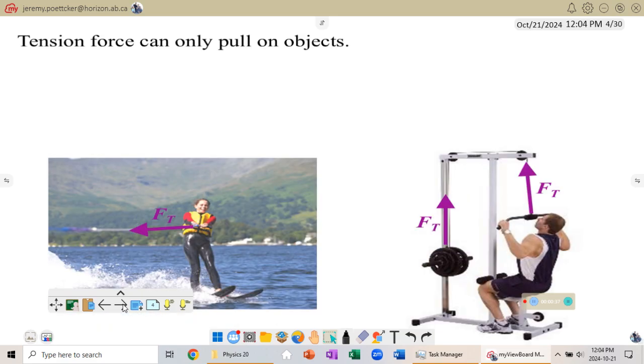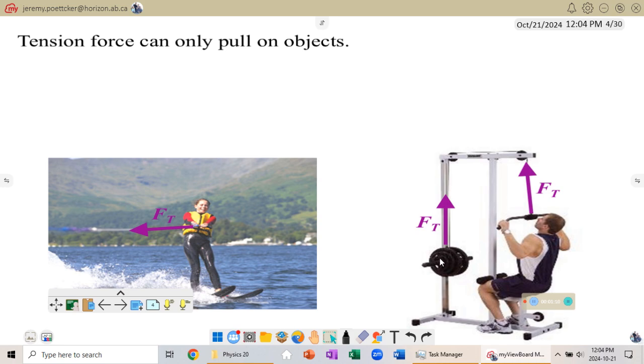It can obviously, I think, only pull on objects. Right, so in the picture of the person water skiing, they are being pulled by the force of tension. They are not pushing the boat. Same thing with this person here. He's not pushing up on this wire to push the weights down. We're pulling down, and the force of tension is in the cable in between the two objects that have mass.